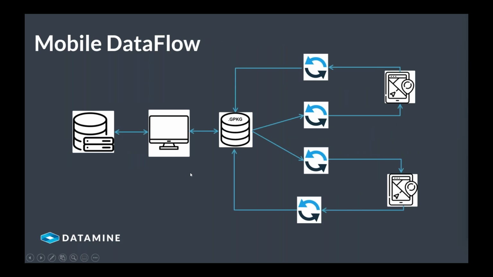So the mobile data flow, unlike ArcMaps, doesn't have any web service. So it's strictly desktop to mobile. The way it works is you'll have all your source data in files. It comes onto the desktop.